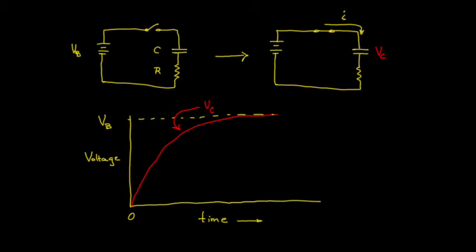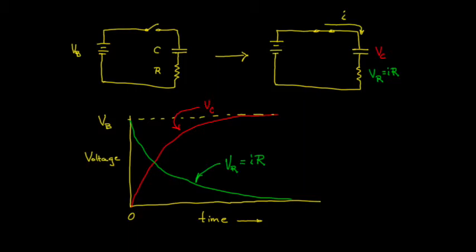The voltage across the resistor is complementary to that of the capacitor, since their voltages must sum up to the battery voltage. So the voltage on the resistor follows this curve. It is initially equal to that of the battery and then drops to 0. Both of these curves are an exponential function of time.